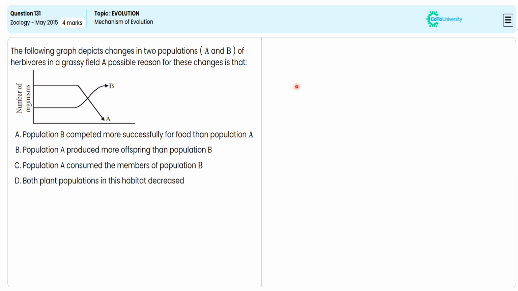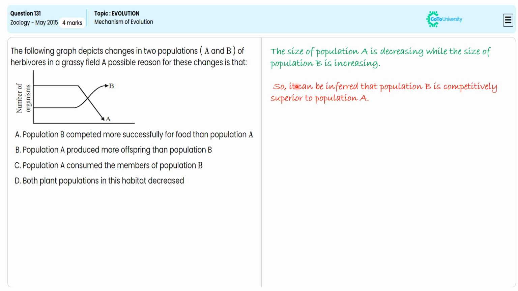The size of population A is decreasing while the size of population B is increasing. So it can be inferred that population B is comparatively superior to population A. With this specification, we are choosing: population B competed more successfully for food than population A. So we are choosing option A as the correct answer to secure 4 marks.